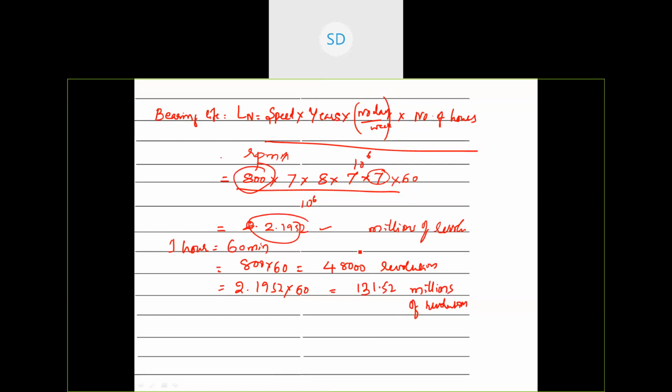That means for up to 8 years, it's going to rotate 131.52 millions of revolutions. Okay. So I'll go for the design procedure of this rolling bearing. I'll just write the design procedure. If you have a pen and rough paper, you just note down the procedures.